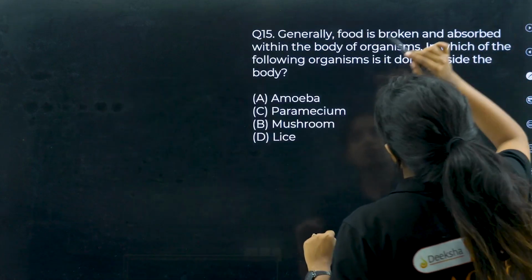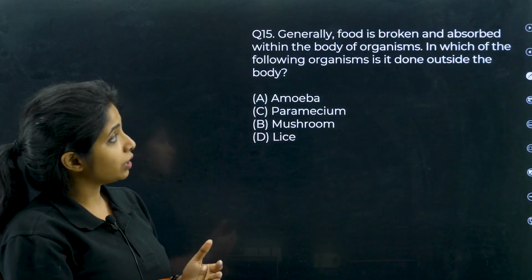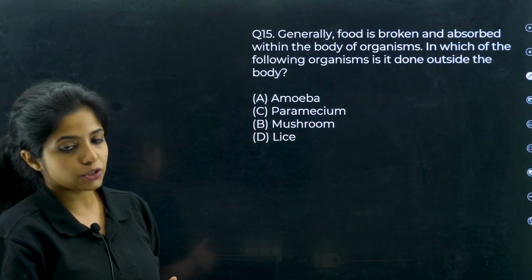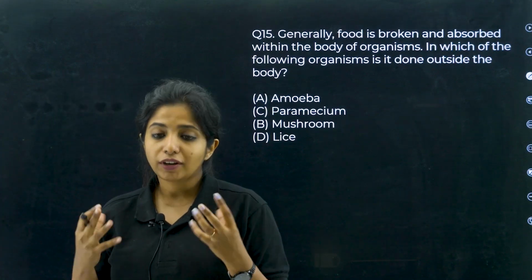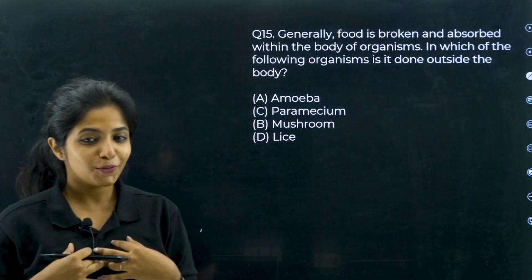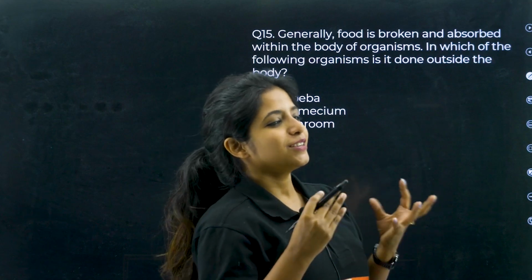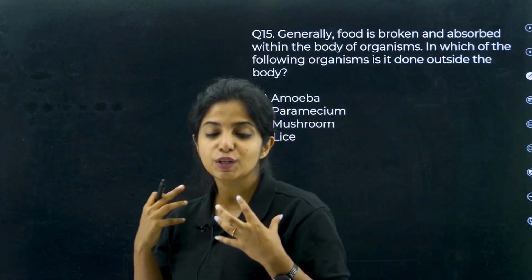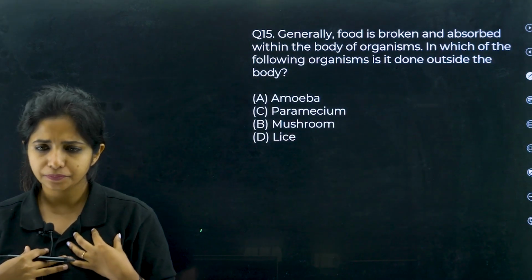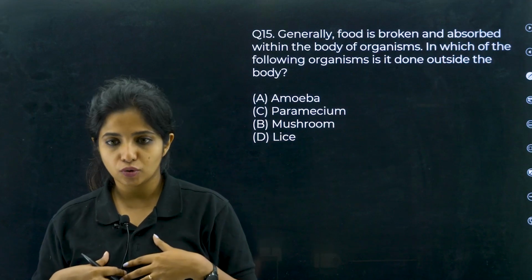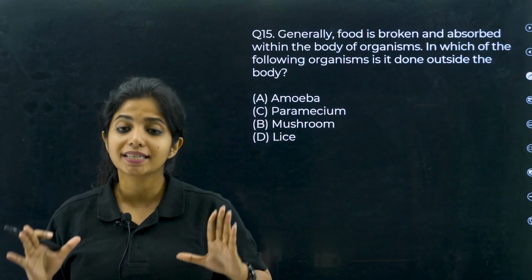Okay, next question. Generally, food is broken down and absorbed within the body of organisms. So, for example, I, being a human being, I take in the food and the food is broken down inside my body. Cool? Now it is absorbed within my body also. That's how things work. And this is known as internal digestion.